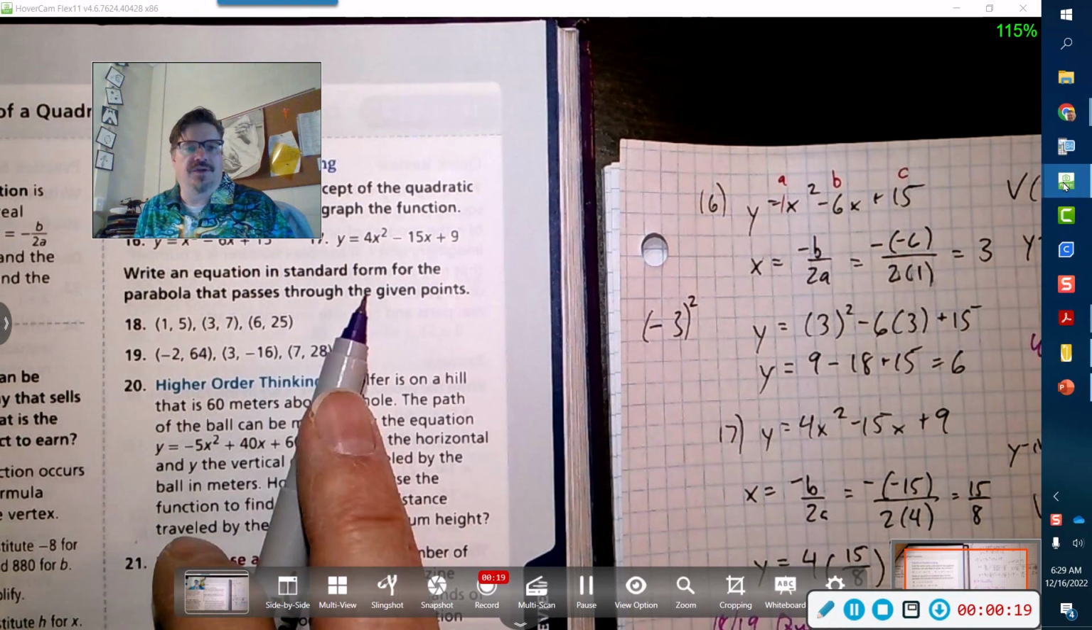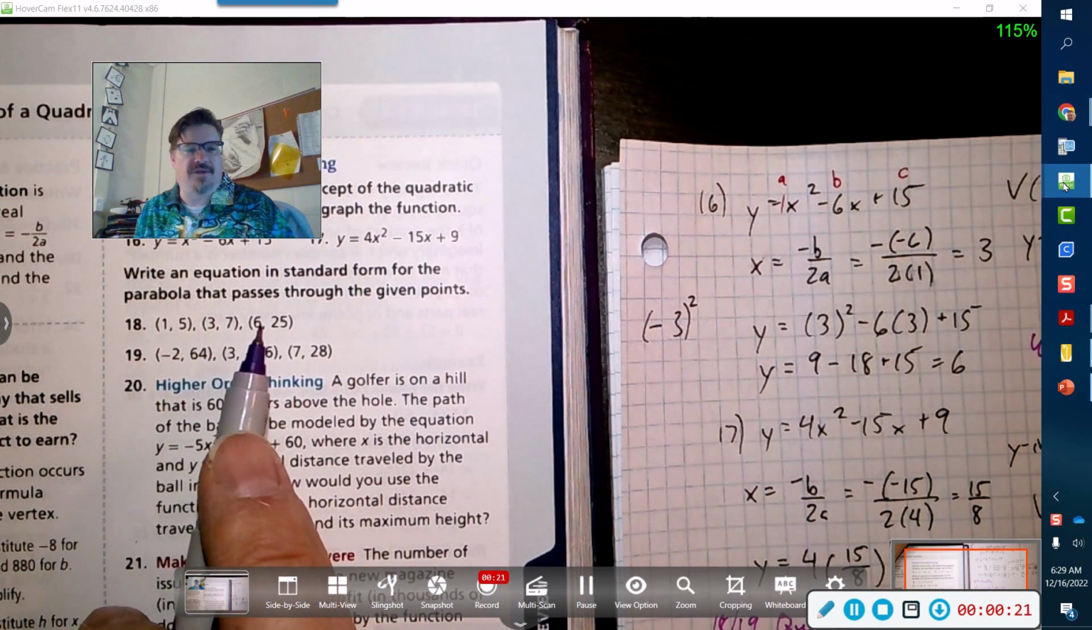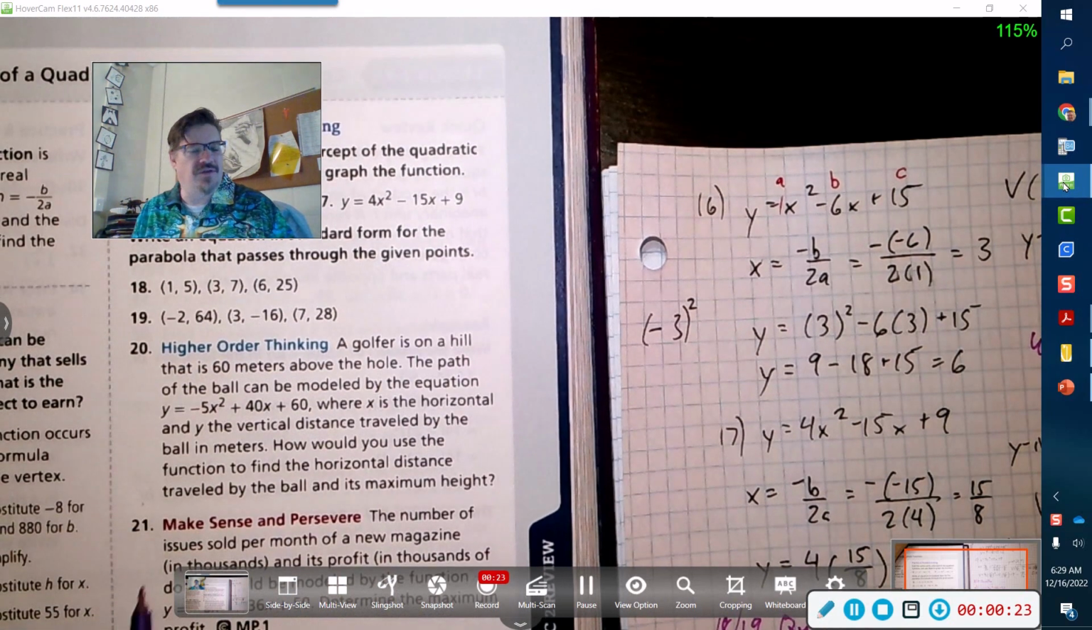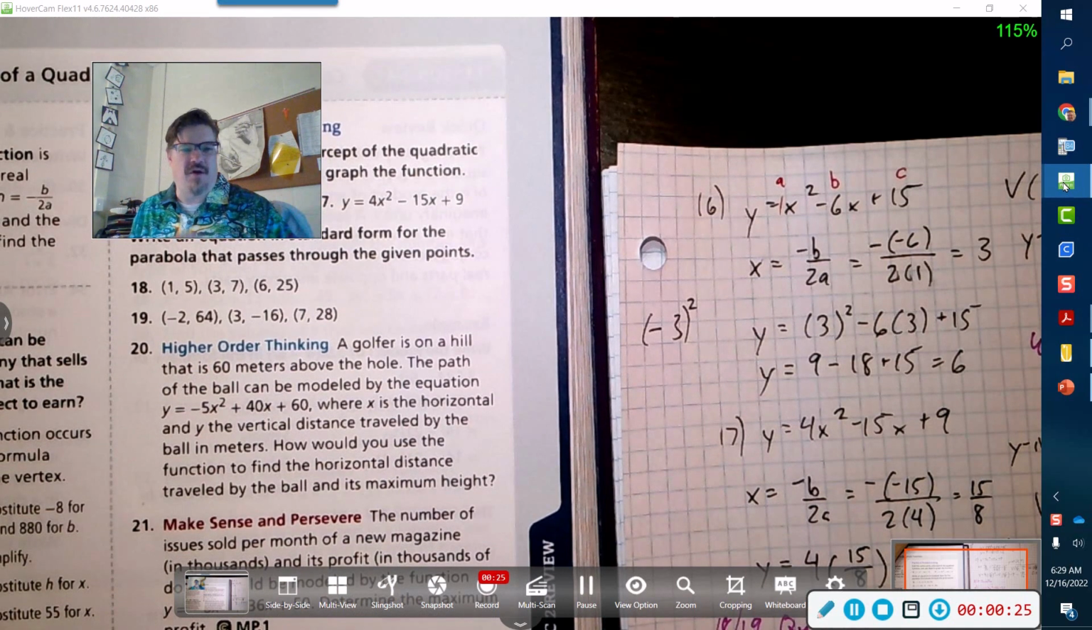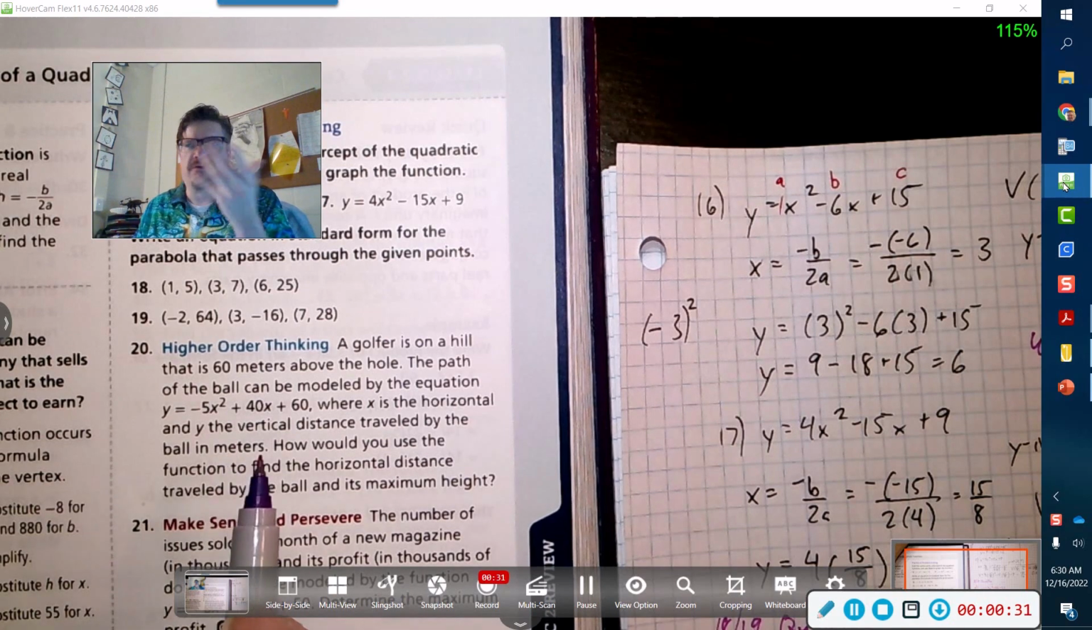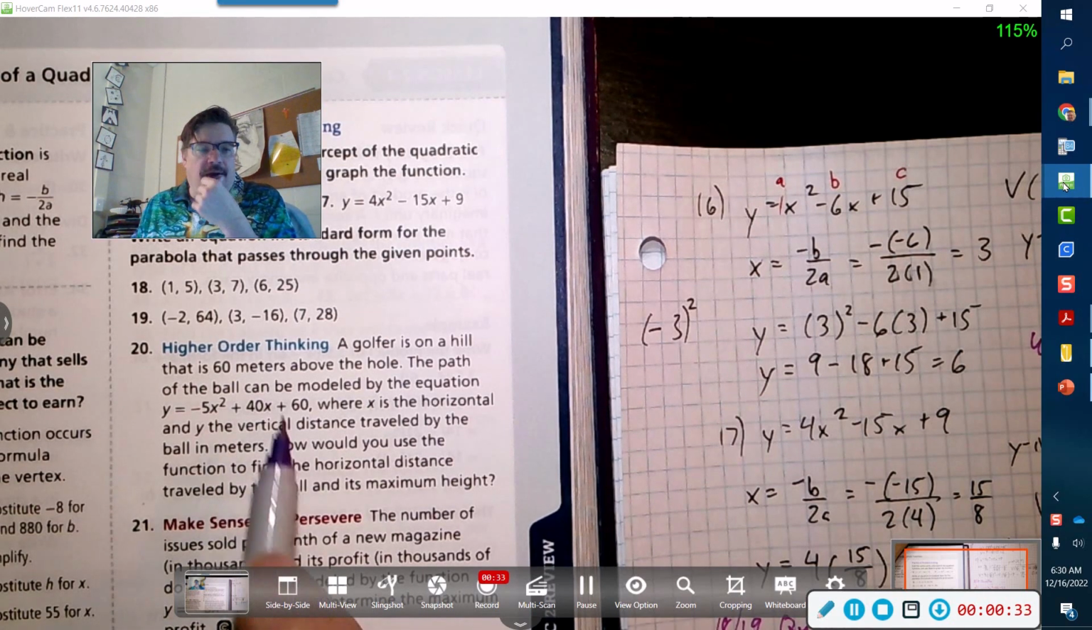In order to do a standard form for a parabola that passes through the points, you actually have to use matrices if you're going to do it by hand. We skip that portion because sometimes it's not even a pre-calc topic, because it's hardly used in calculus at all. But anyways, we got this.